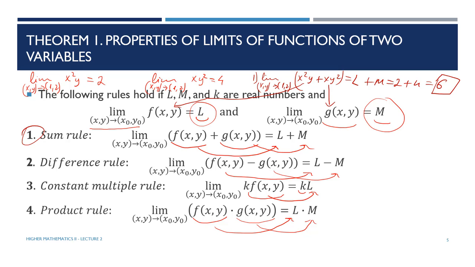For the difference rule, it will have a negative sign here, and with a negative sign we'll get negative 2. And for the constant multiple, if I write instead of k, for example, 7 times 2 will be 14, or if we take the product of these two functions, we'll get the number 8.